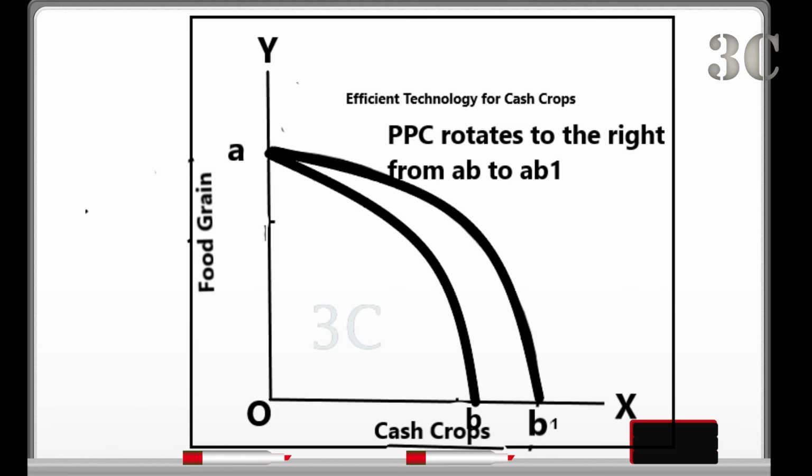Efficient technology for commodity X raises the productivity of X. Accordingly, more of X can be produced with the same resources, and thus the PPC rotates to the right from AB to AB1. Constant technology for commodity Y implies that the maximum production of Y remains constant and equal to OA. So there is no change in the production of food grain, but the production of cash crops increases.